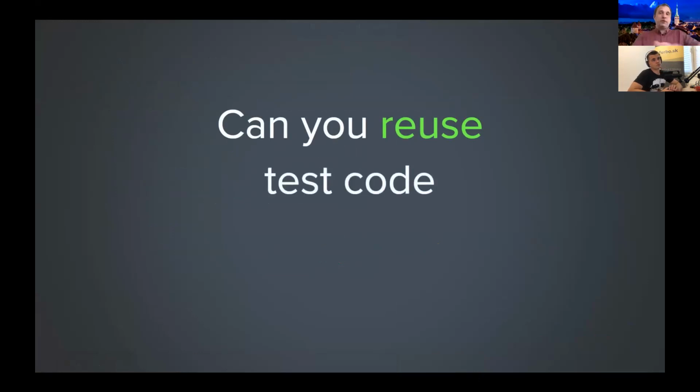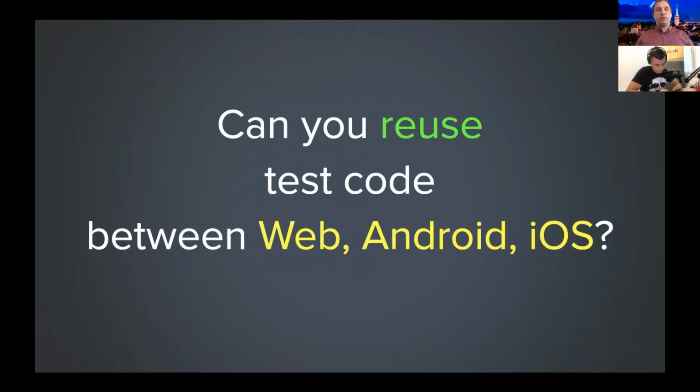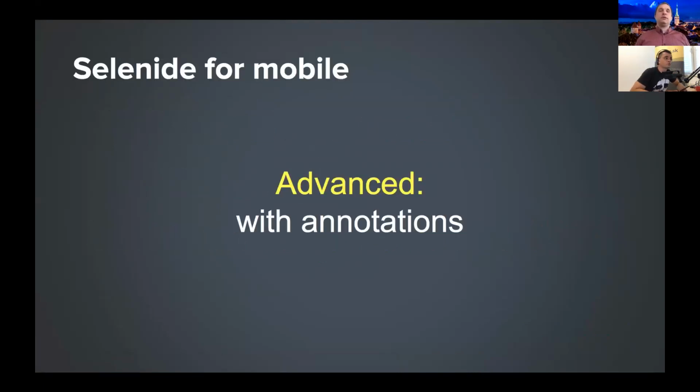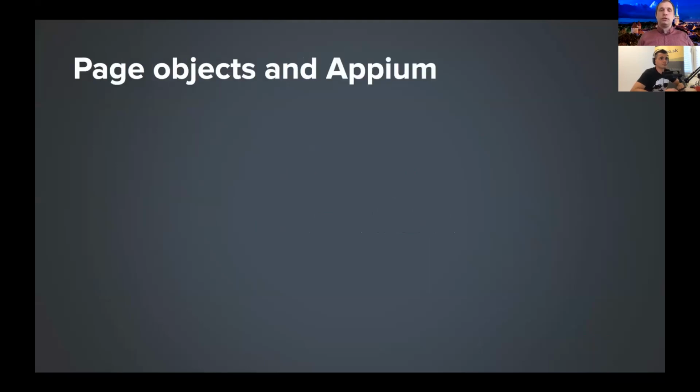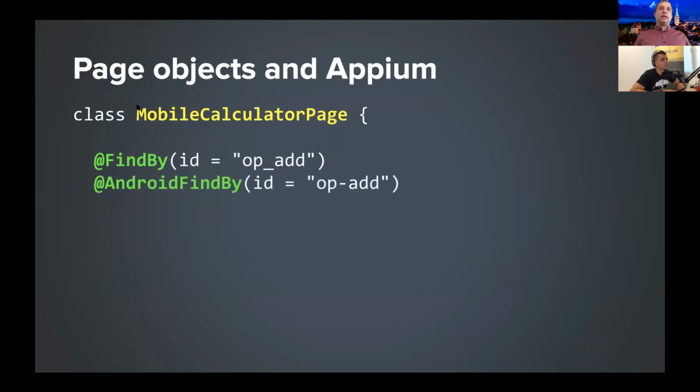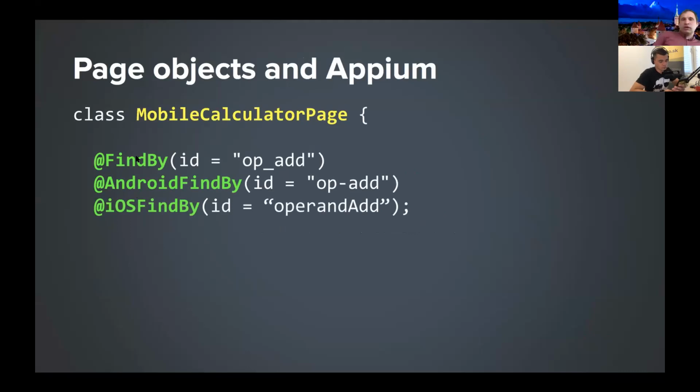And we have a question. People often have a question: can we reduce test code between platforms, between web tests, Android tests, and iOS tests? And the answer is yes, but we need to use the advanced options, Selenide integrated with Appium using annotations. If you use this project, you can create a page object and mark all fields with specific annotations. FindBy is the Selenium annotation for web tests. AndroidFindBy is for Android, and this one is for iOS tests.